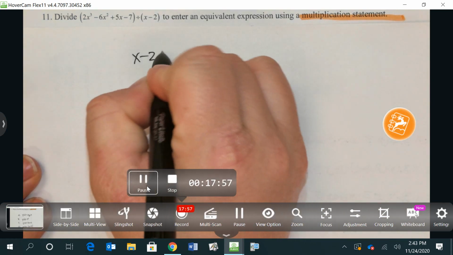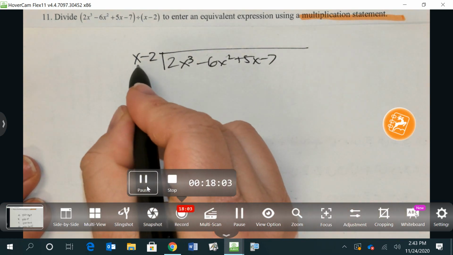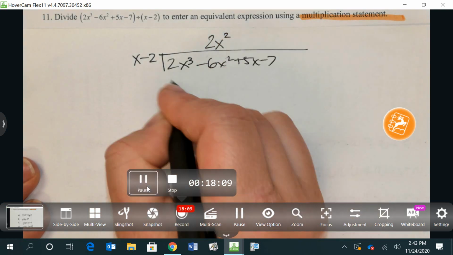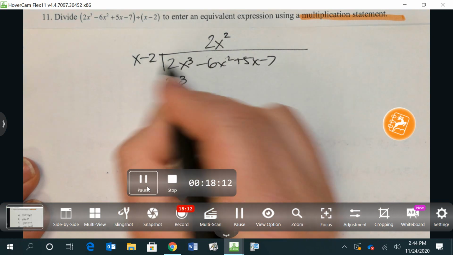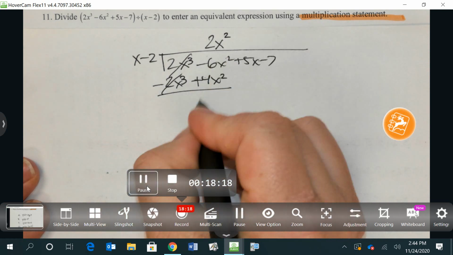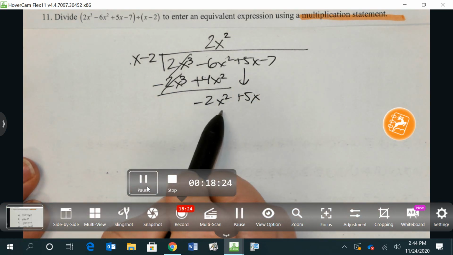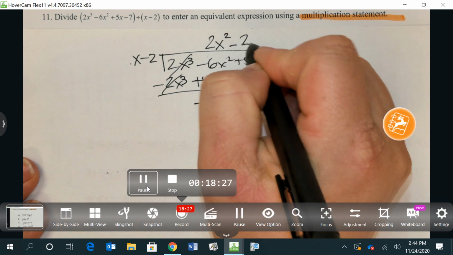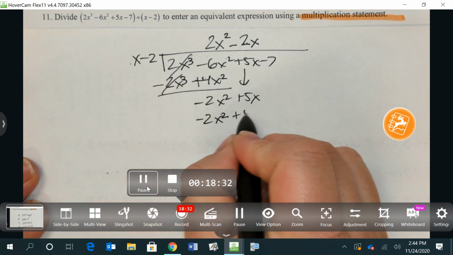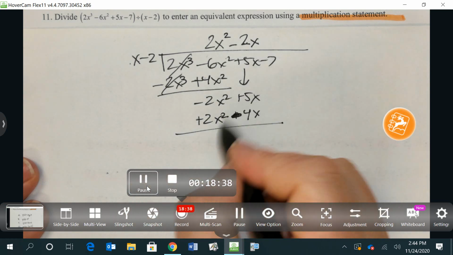So I'm going to start with x subtract 2 outside, 2x cubed minus 6x squared plus 5x minus 7. Let's review again. So 1x times what gives you 2x cubed? That's going to be 2x squared. I'm going to multiply first, then change the signs, and then add down. 1x times what is a negative 2x squared? That's going to be a negative 2x. Multiply, multiply, change the signs, and now add down.